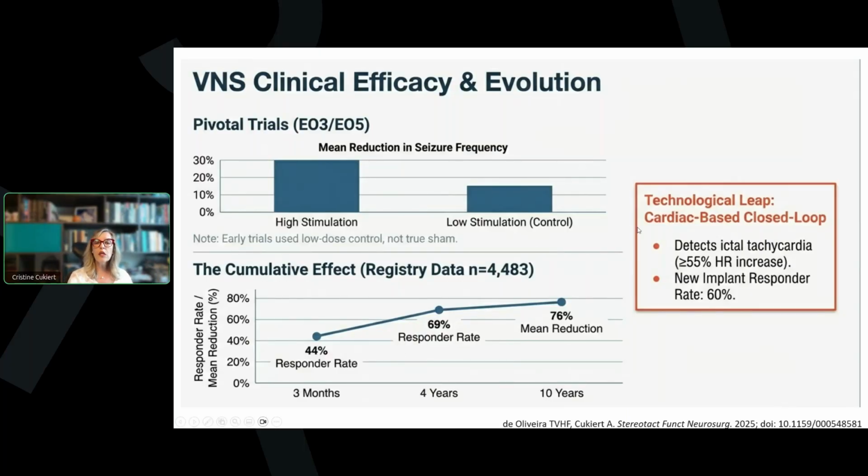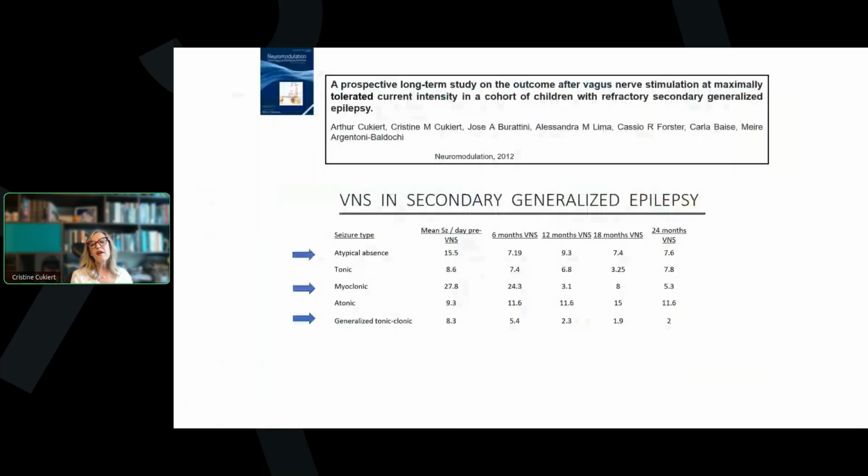So we know that VNS, now we have the cardiac-based closed loop. Some of our patients get improvement with the cardiac-based loop technique of VNS. And here we have some of our works from the very beginning. This is 2012, but we showed that some patients have very good tolerability with high intensity in atypical absence, myoclonic, and generalized tonic-clonic seizures.